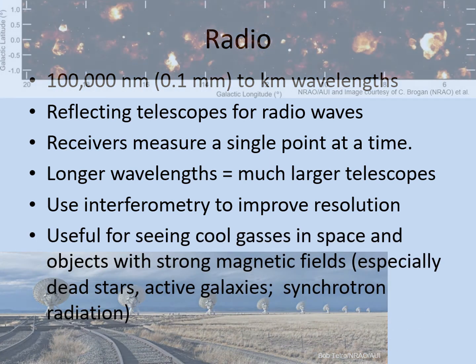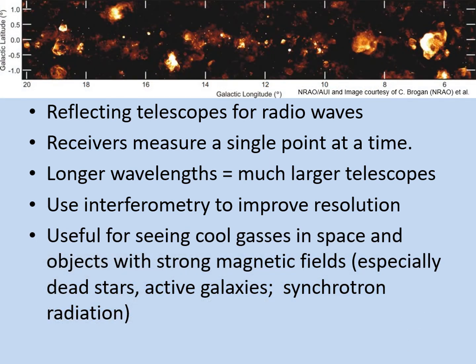When we look at the sky in radio wavelengths, we see concentrations of gas between the stars, not just the hot gas that's seen at visible light, but also much cooler gas that is invisible to our eyes. In this map of our galaxy, these are the large glowing blobs. The points of light in this map are objects with very strong magnetic fields, especially things like stellar corpses and active galaxies. Both of these produce light through a process called synchrotron radiation, in which electrons spin around magnetic field lines at high speed. This process gives a lot of radio light.